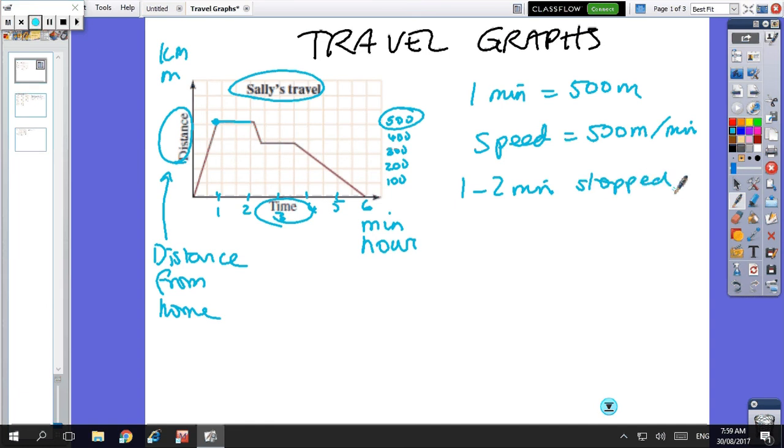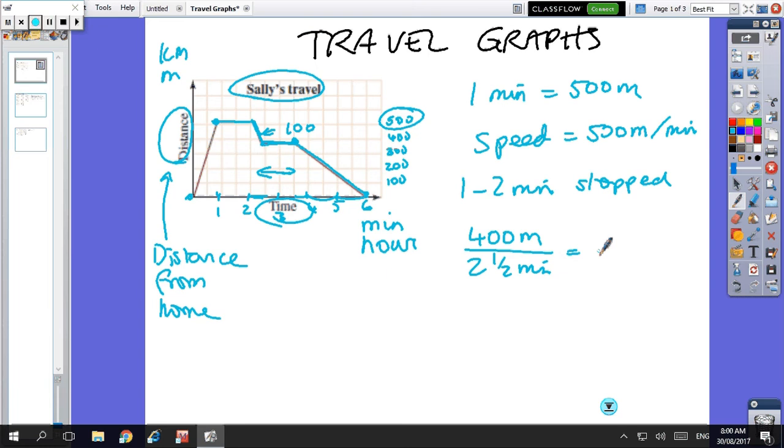Then this part of the journey represents the fact that she's come back towards home. She's come back 100 meters in the space of perhaps half a minute. Then she has another stop here for a minute, and this last part is her coming home. It's not her walking down a hill, she's coming home. So if that was 400 and home is 0, in the last part she's come 400 meters, and it's taken her 1 to 2.5 minutes, so we could work out her speed.